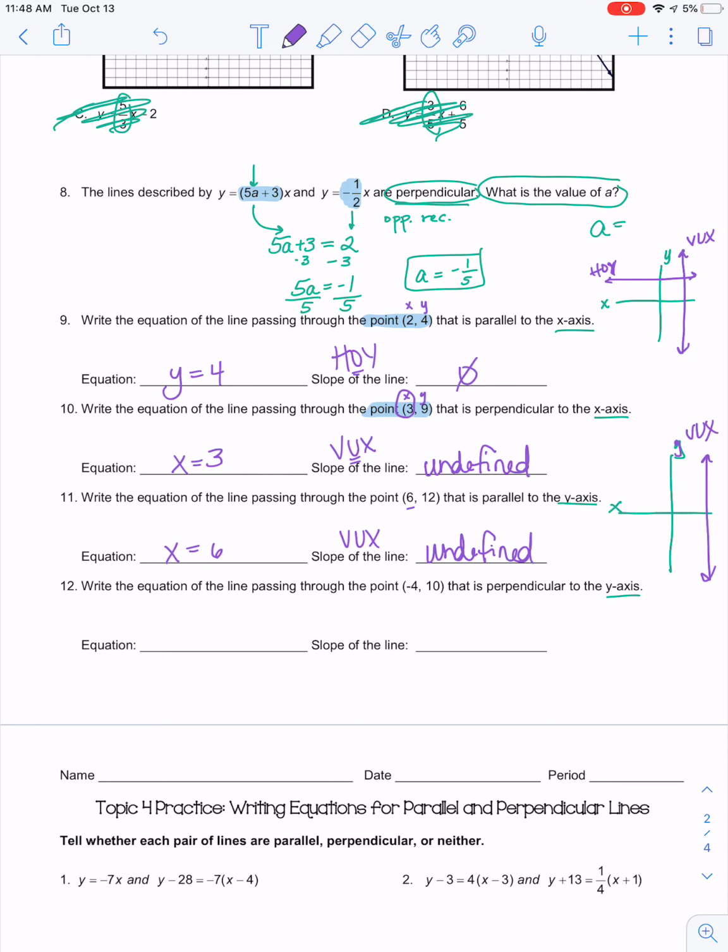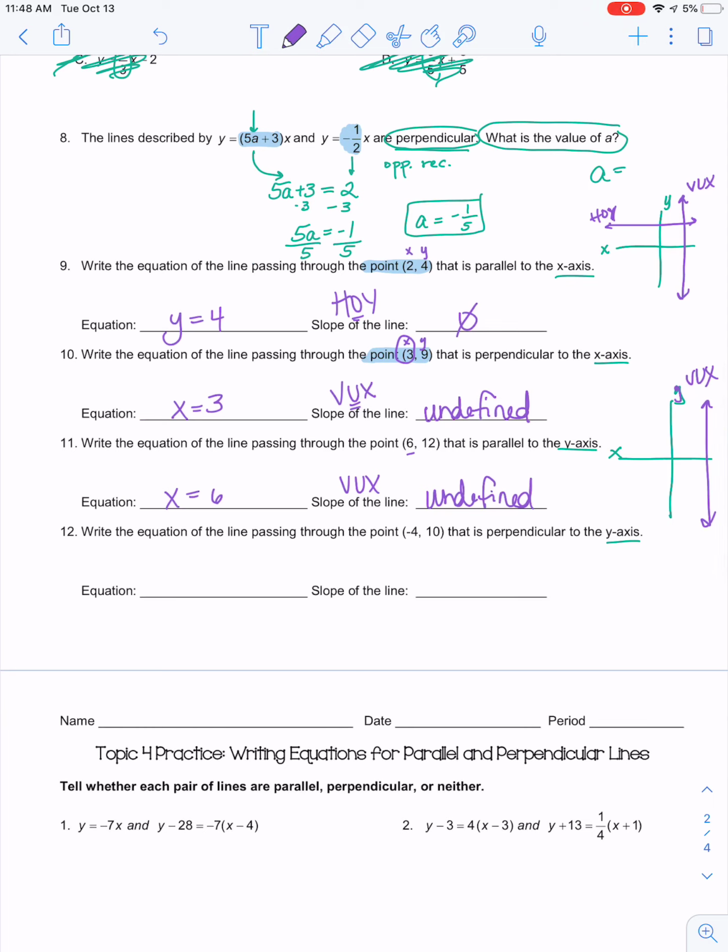And then finally, write the equation of a line passing through the point negative 4, 10 that is perpendicular to the y-axis. Well, here's the y-axis. Perpendicular would be a Hoy. So y equals, what is the y over here? It's a 10. My slope would have to be 0 because we're talking about a Hoy.